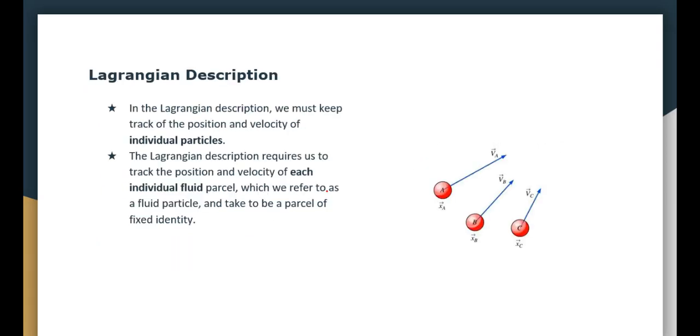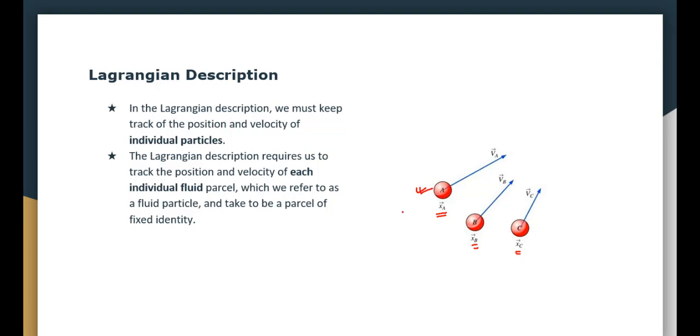Now what is the Lagrangian approach, or the Lagrangian description? According to this approach, we basically consider fluid particles. Our focus is on the individual fluid particles. Here, as you can see, we have taken three individual fluid particles, particles A, B and C. XA is the position vector of particle A, XB is the corresponding position vector of particle B, and similarly XC represents the position vector of particle C.